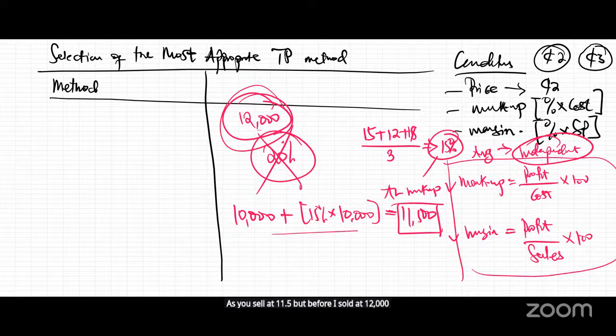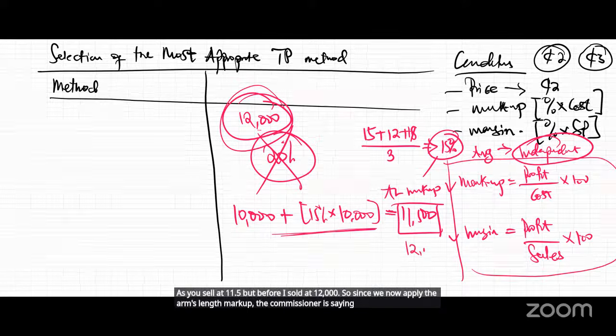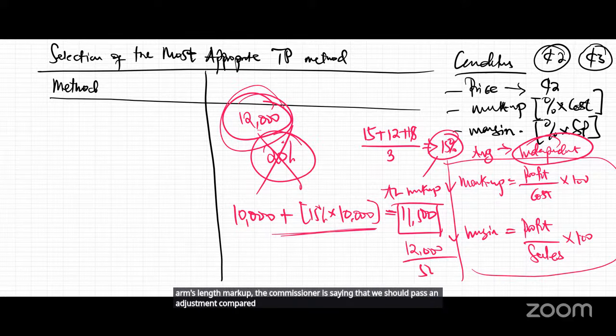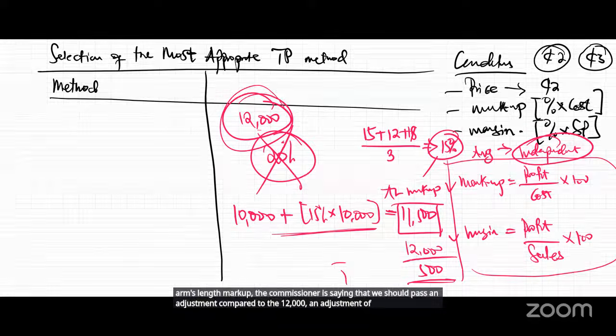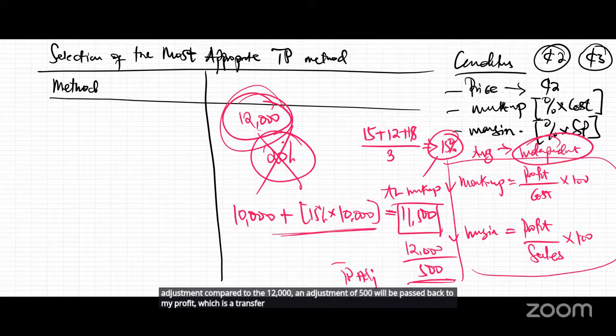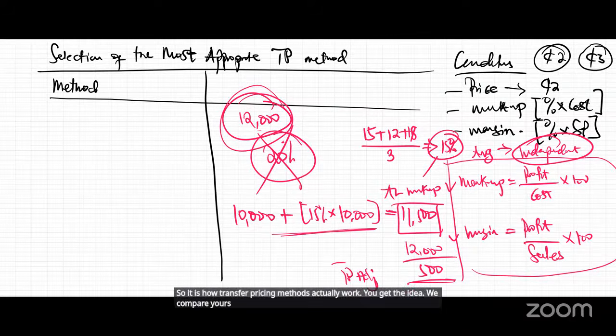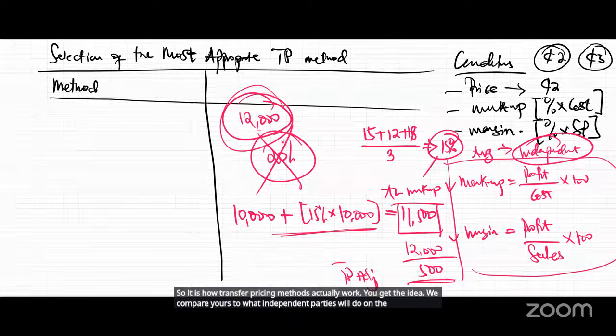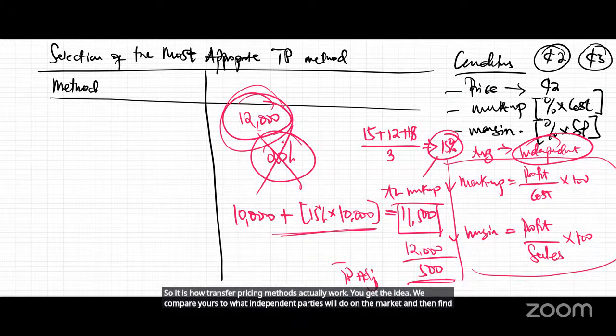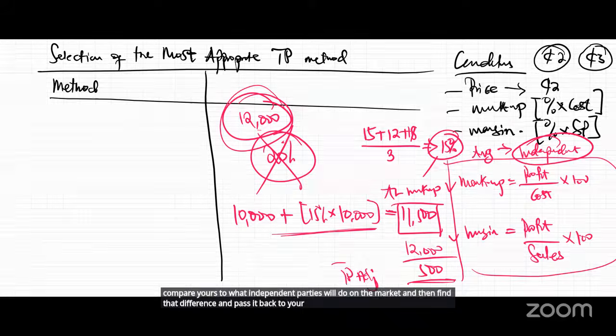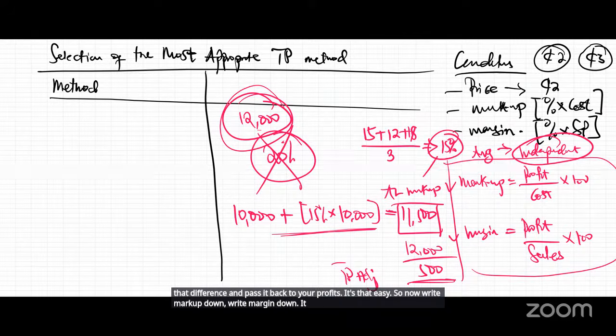So since we now apply the arm's length markup, the commissioner is saying that we should pass an adjustment comparing to the 12,000. An adjustment of 500 will be passed back to my profit, which is a transfer pricing adjustment. So this is how transfer pricing methods actually work. Do you get the idea? We compare yours to what independent parties will do on the market and then find that difference and pass it back to your profit. It's that easy. So now write markup down, write margin down. It will start making sense when we start using it to solve proper questions. Are you getting it?